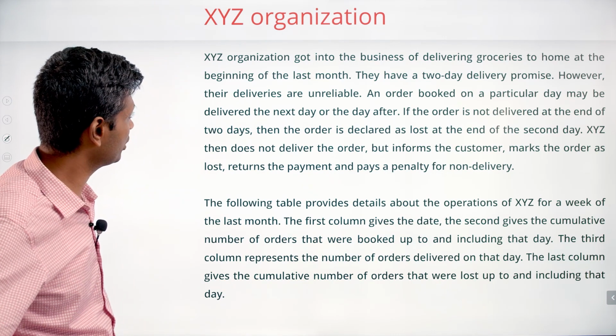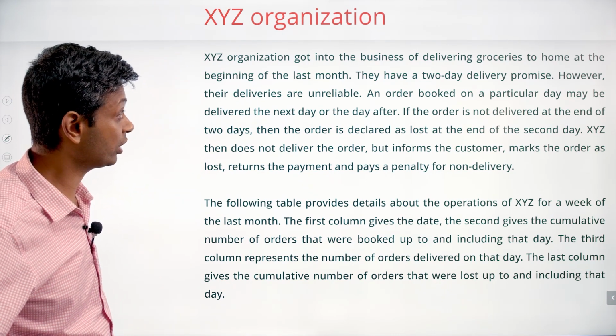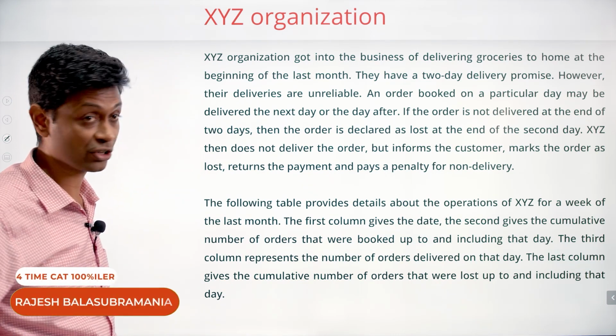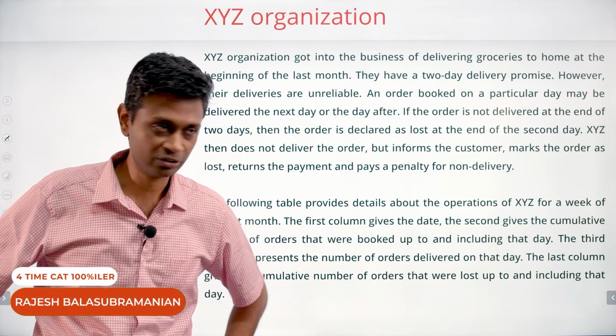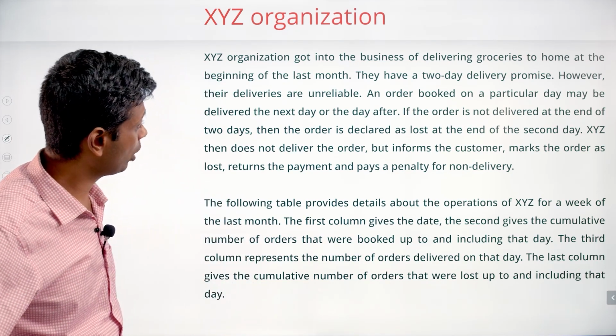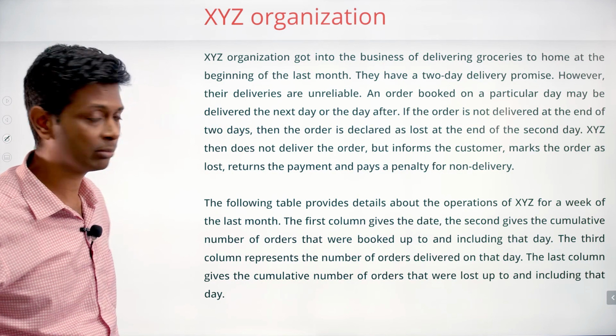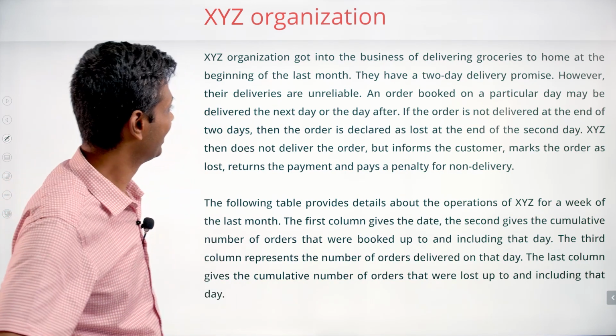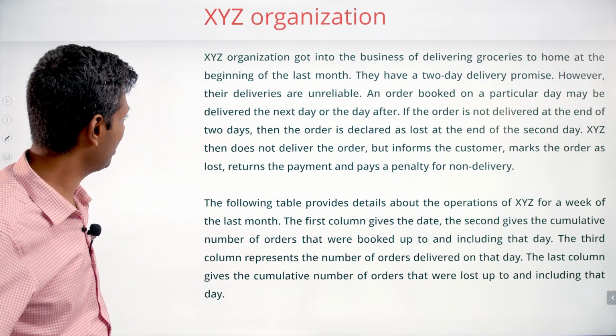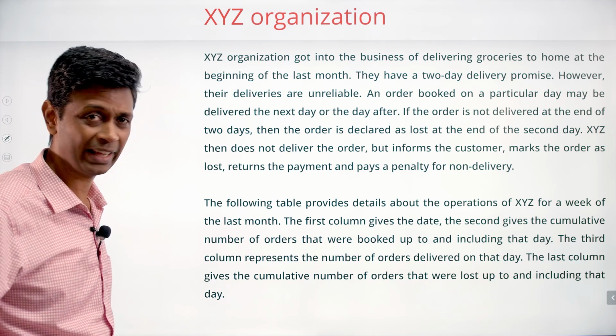XYZ organization got in the business of delivering groceries to home at the beginning of the last month. They have a 2-day delivery promise. However, their deliveries are unreliable. They must be a startup. And an order booked on a particular day may be delivered the next day or the day after.